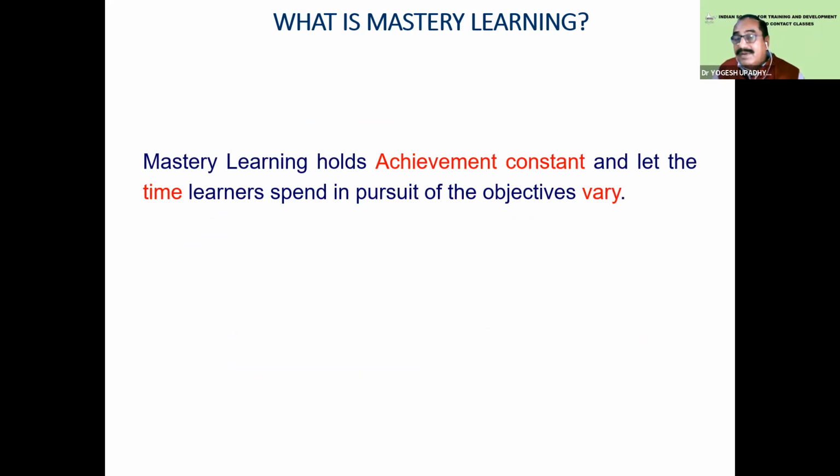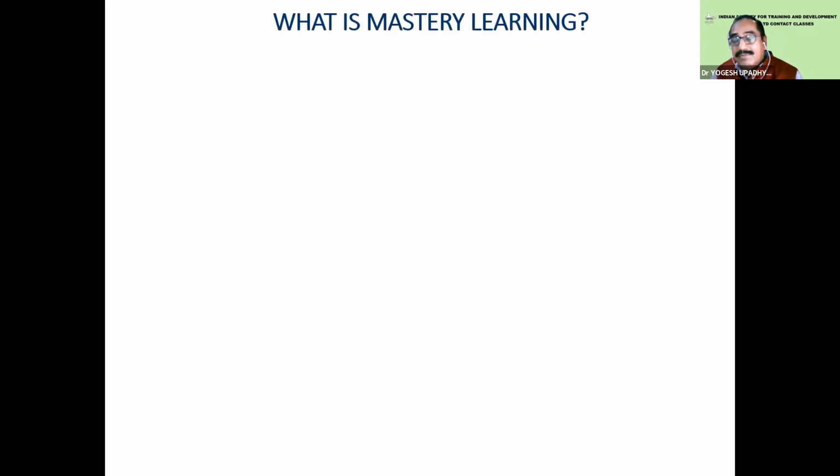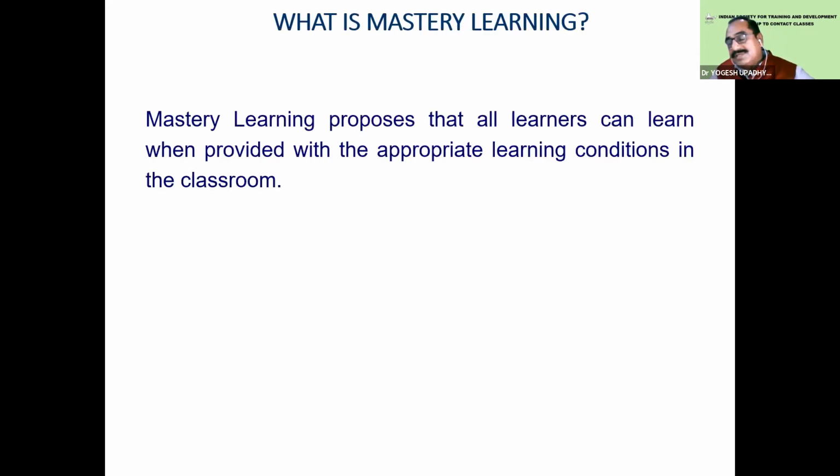Mastery learning holds achievement constant. They all will achieve, so it is fixed. And let the time learners spend in pursuit of the objective vary. So what varies is the time. In training where you have the same amount of time, you can give extended learning, remedial learning, and some extra notes. Extending the timing may not be possible for us, but we can do a substitute. We can break our topic into small parts.